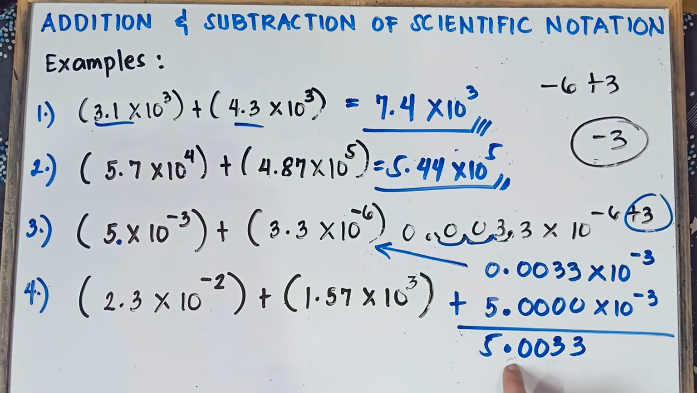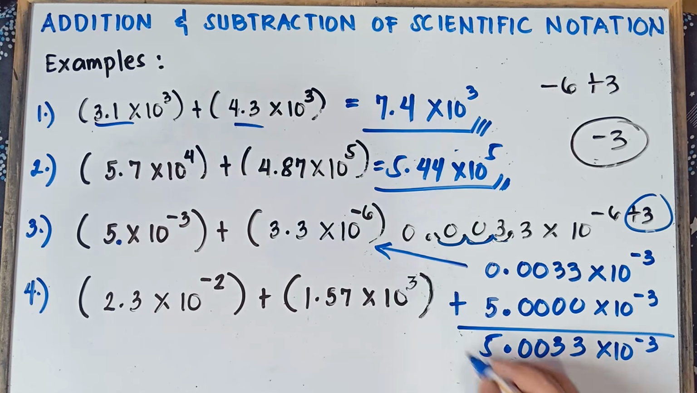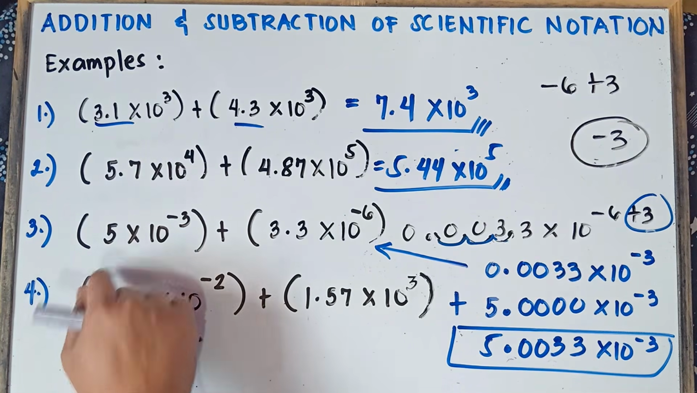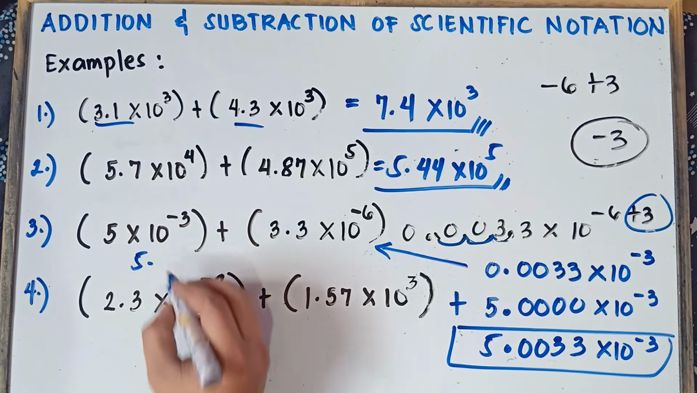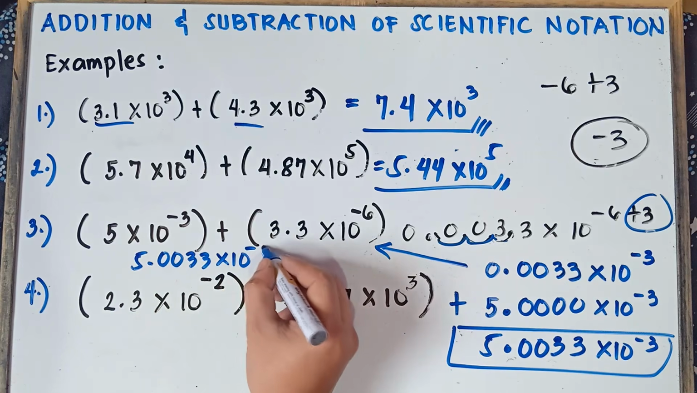That's it, class. 5.0033 times 10 raised to the power of negative 3. All set. That's the answer, class, with regards to example number 3. So this will be 5.0033 times 10 raised to the power of negative 3.